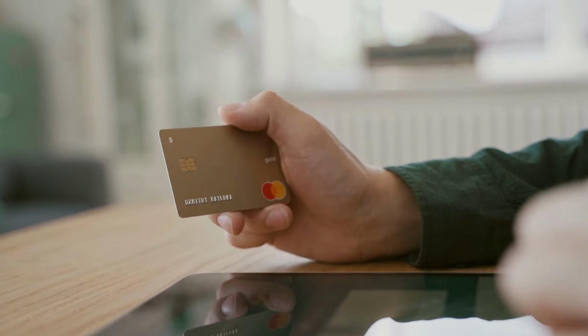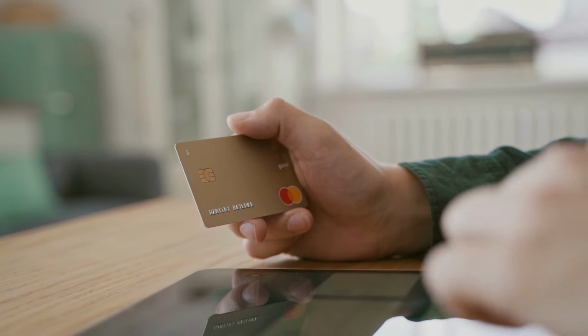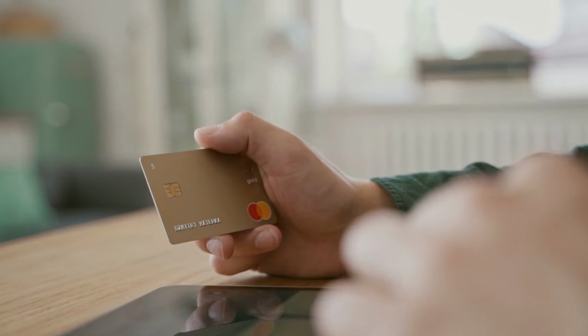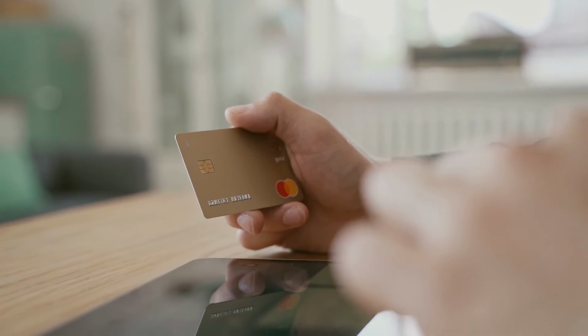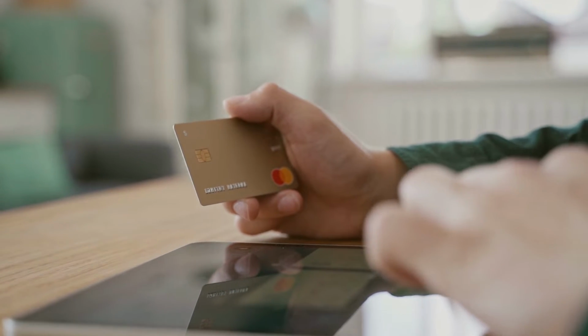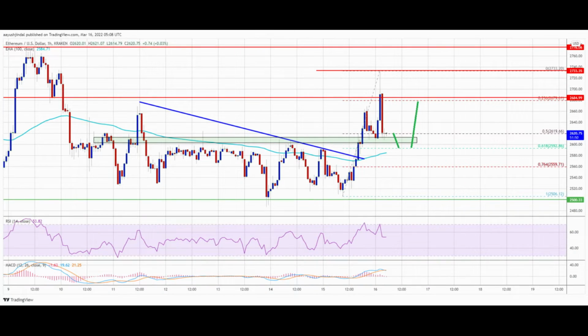Ethereum started a steady increase above the $2,700 resistance zone. ETH even cleared the $2,725 and $2,750 resistance levels to move further into a positive zone. The price even spiked above the $2,800 level and settled above the 100 hourly simple moving average. A high was formed near $2,828 and the price is now consolidating gains.